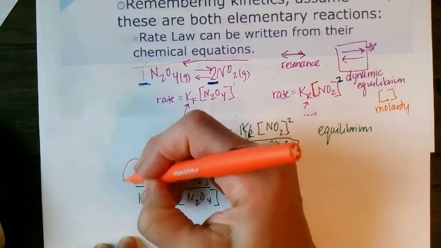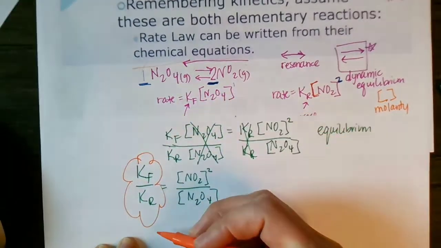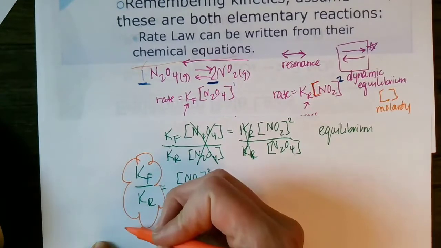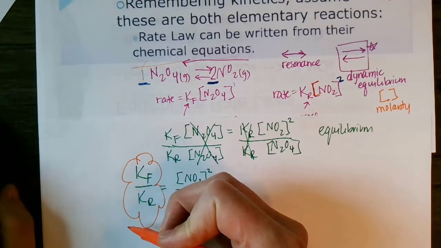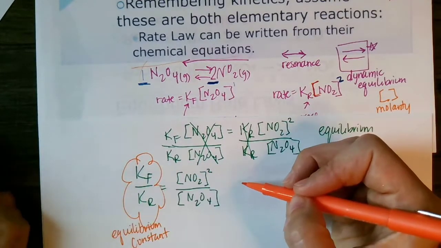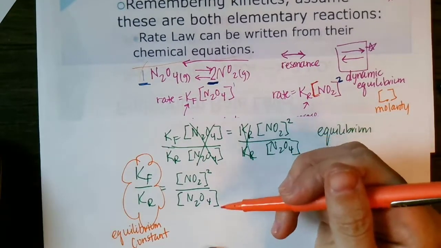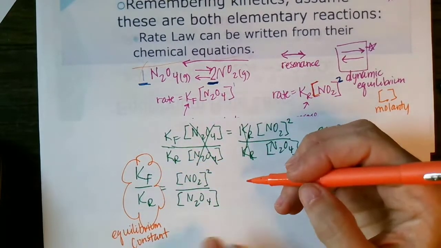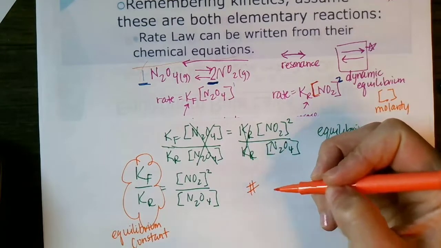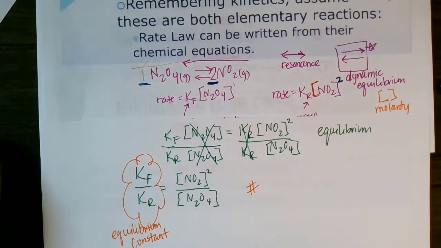This ratio here is defined as our equilibrium constant. The magnitude of this number is very important when looking at rate laws, and especially to the chemist.